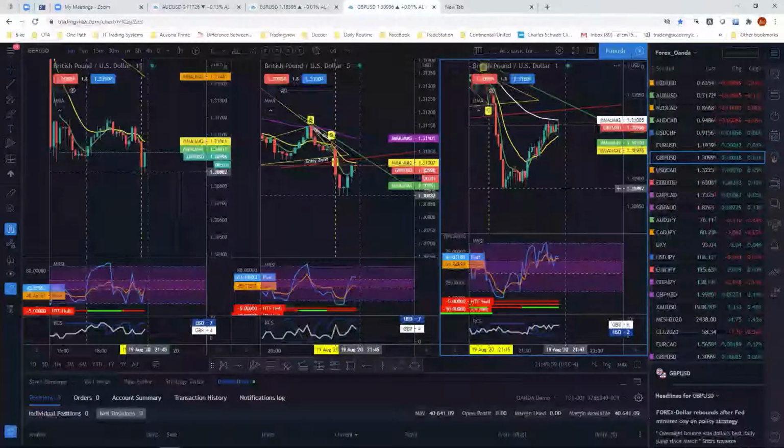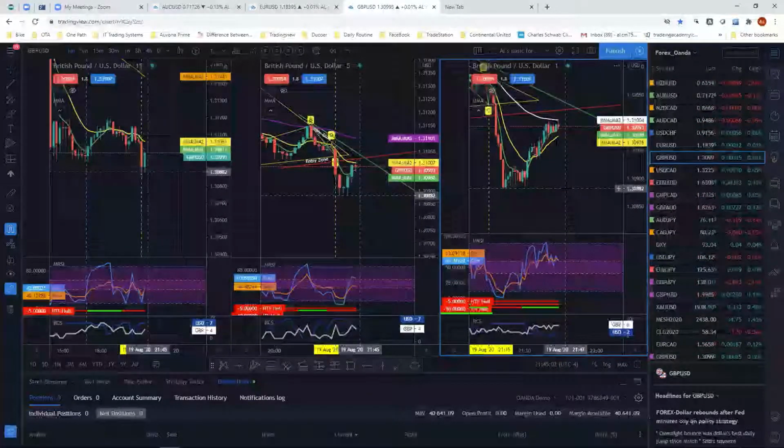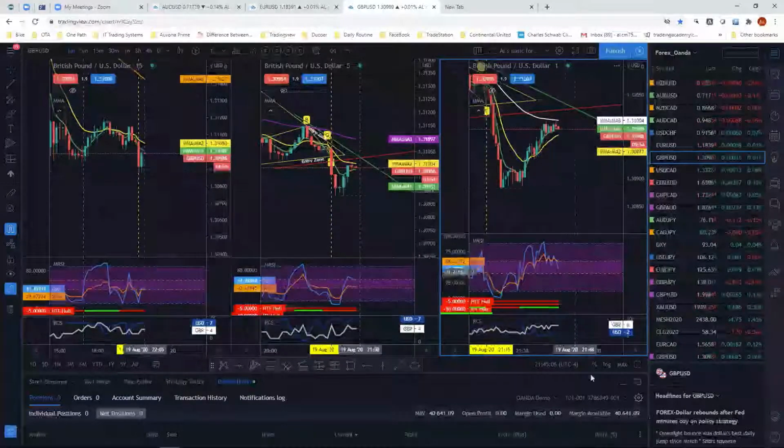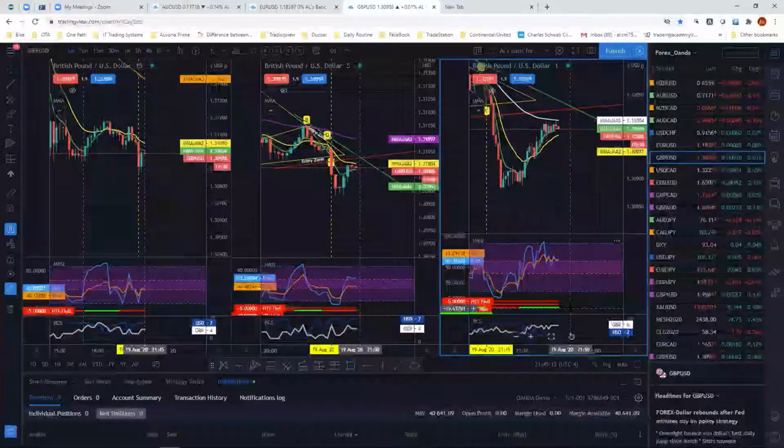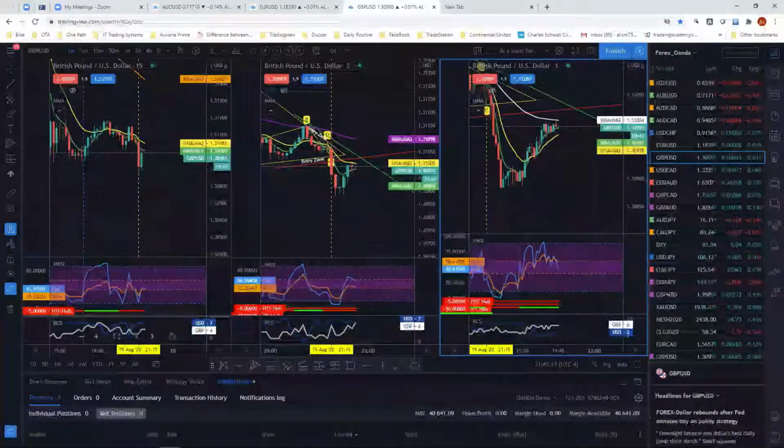Yes, Christine, on the whole moving averages at the bottom. The bottom one is 1 minute. The middle one is the 5 minute, and the top one is the 15.